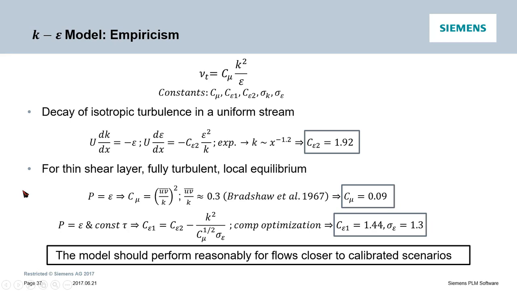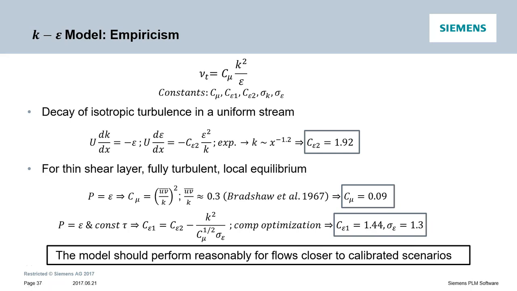For example, we can use the analytical solution for decay of isotropic turbulence in a uniform stream and get C epsilon 2. And also from measurements for thin shear layer, fully turbulent boundary layers at local equilibrium, we observe that production balances dissipation rate and the shear to TKE ratio is 0.3, which gives us C mu. It also gives us a relationship between the remaining constants, for which we can use computer optimization to calculate those constants.